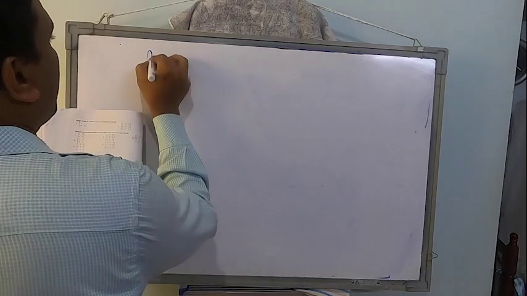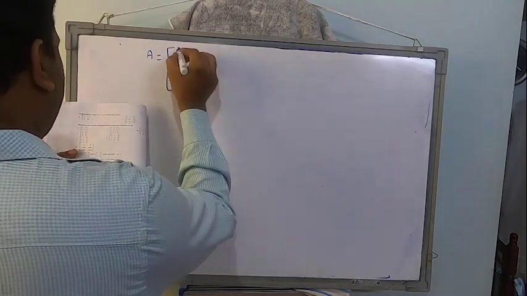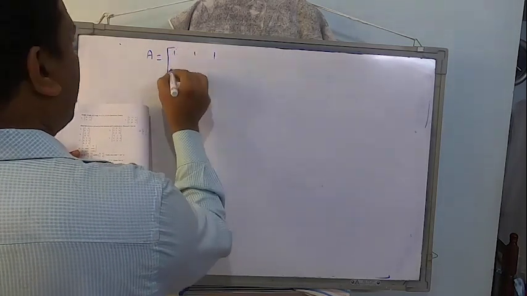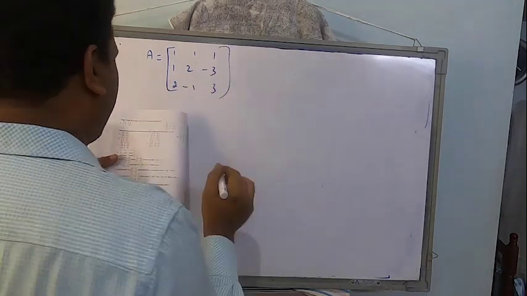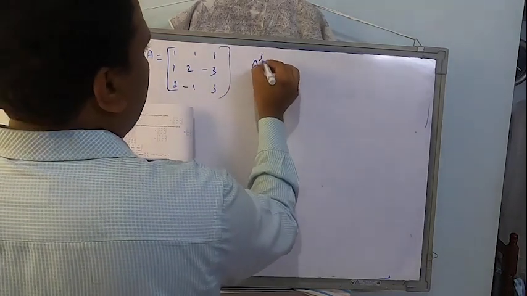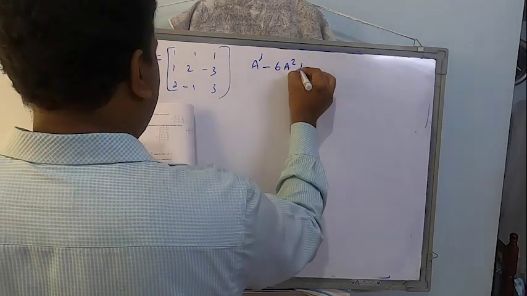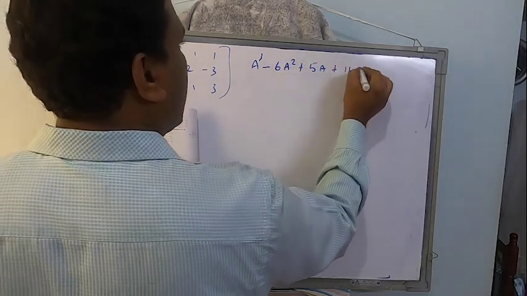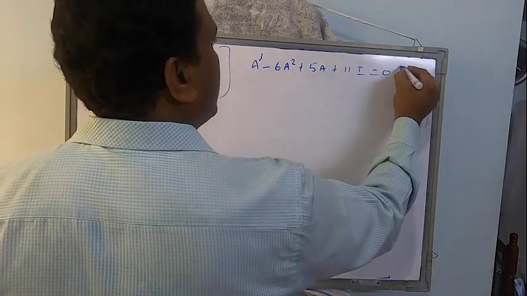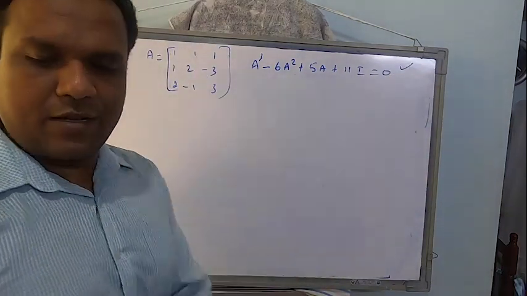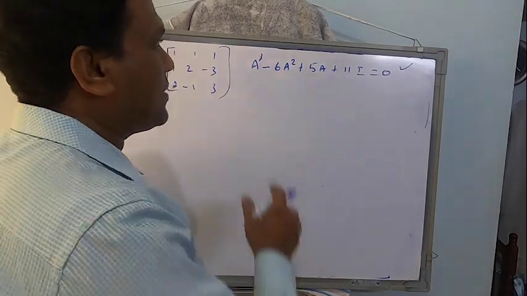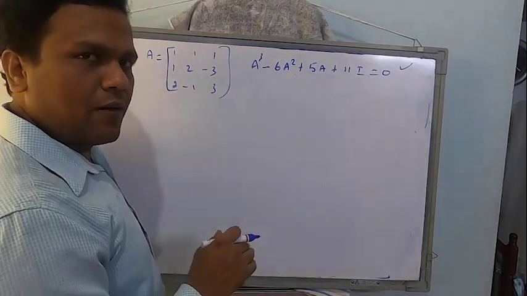So for problem number 15, the matrix is 1, 1, 1, 1, 2, minus 3, 2, minus 1, 3. Then you have to show that A cube minus 6A square plus 5A plus 11I equals 0. This you should be doing. I will help you in finding the inverse. Clear? Okay. So after showing this, I have to find the inverse.